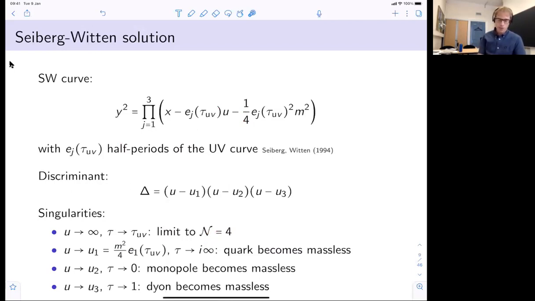If you go to one of the others, to the u1 singularity, we have tau goes to i infinity, the weak coupling limit. And this is where a quark becomes massless. And then there are two non-perturbative singularities, strong coupling singularities: u going to u2, where tau goes to 0 and the monopole becomes massless, and u going to u3, where tau goes to 1 and the dyon becomes massless. So these are familiar singularities also from the pure SU(2) theory you have studied.